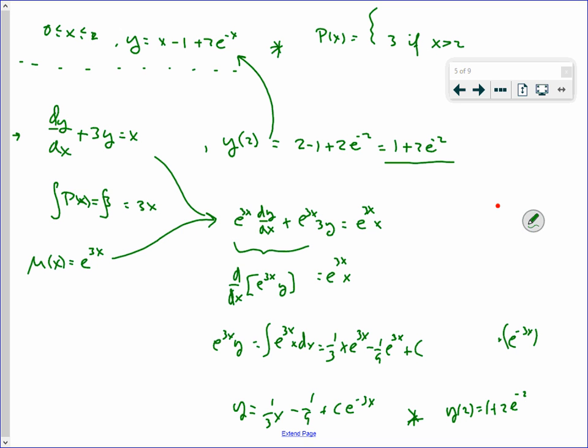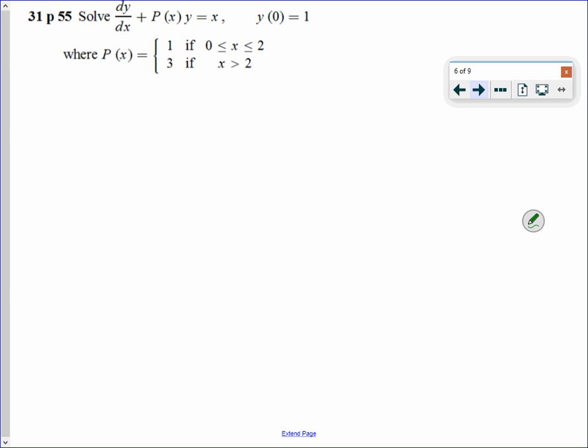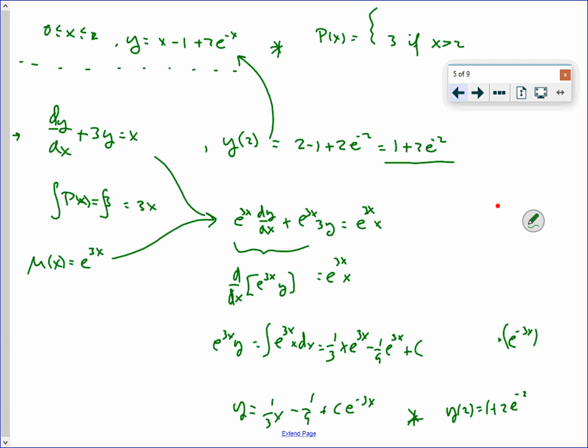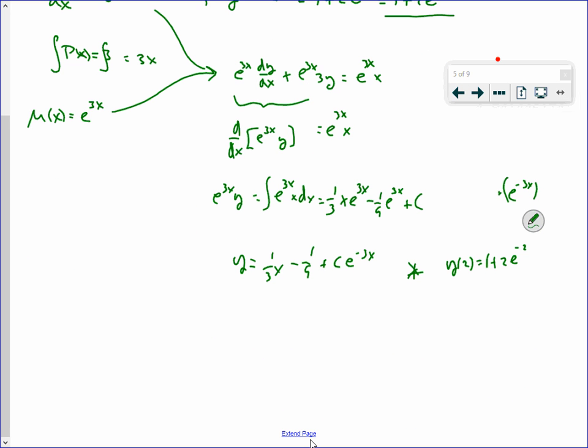So let's do that. Okay, there it is right there. So let's extend this. y of 2 equals 1 plus 2e to the minus 2, and that should be 1/3 of 2, minus 1/9, plus c e to the minus, put a 2 in, minus 6.